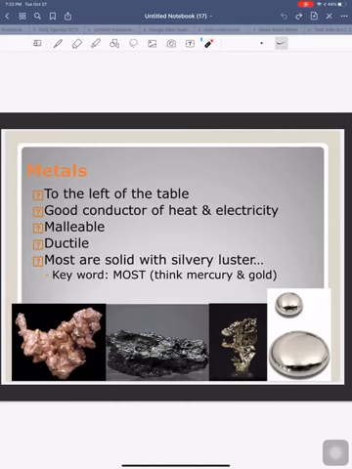So what do they look like? Generally, most are solid. One is not. At room temperature, I should say.